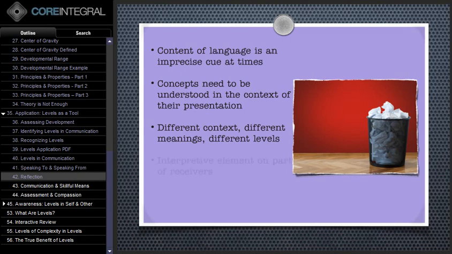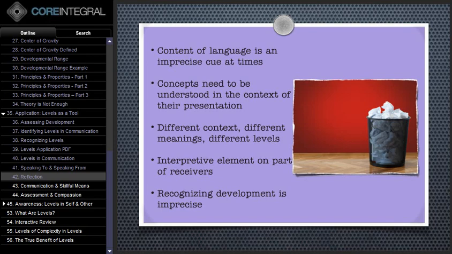Second, even when considering context, there's an interpretive element brought to the table by the receivers of these communications. This suggests that concepts do not necessarily resonate with the levels that you might expect. Again, the point here is that recognizing development is imprecise. It takes practice, a bit of trial and error, as well as continual refinement and adjustment of your methods of interpretation.